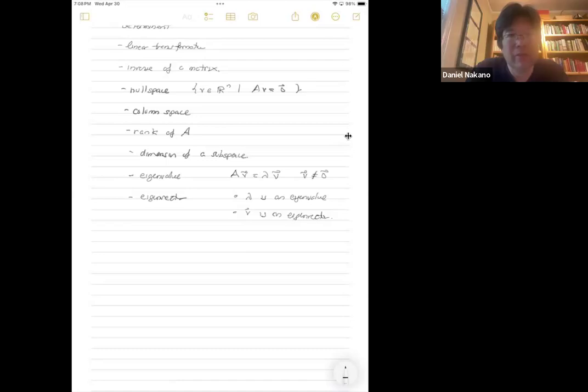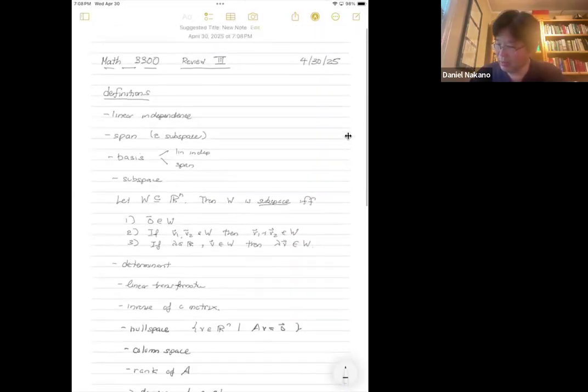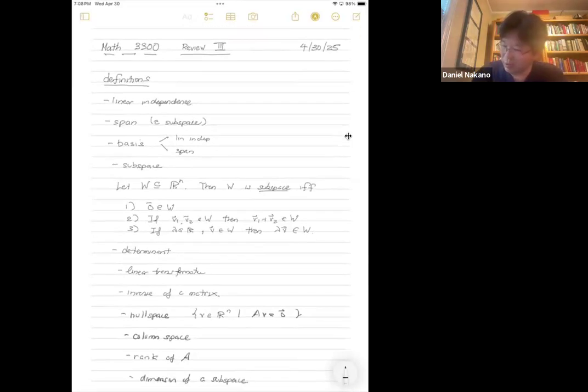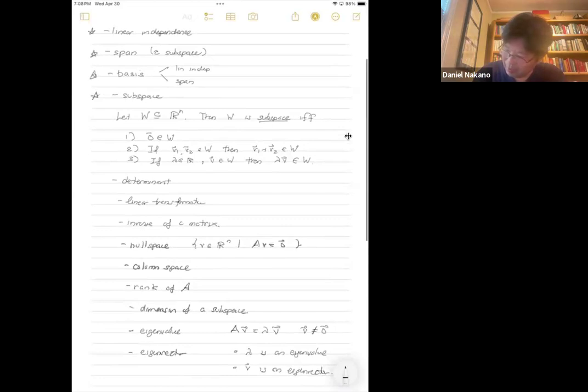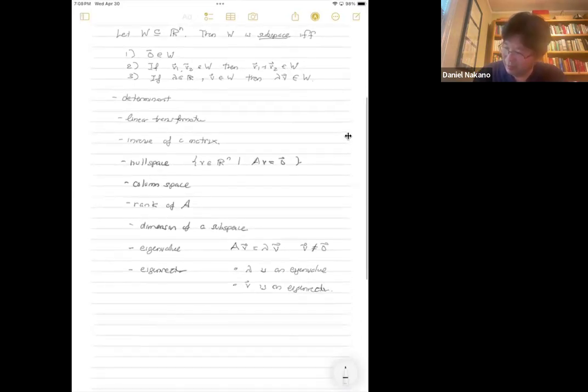But things like basis, so let me actually put a star. So this one you definitely should know by heart. Okay. So these, let me put the little stars by them here. Okay, determinant, maybe not. Linear transformation, yes. Inverse, yeah, you should probably know what that is. Null space, column space, rank, dimension, yes. And then eigenvalue and eigenvector. Okay. All right, other questions?